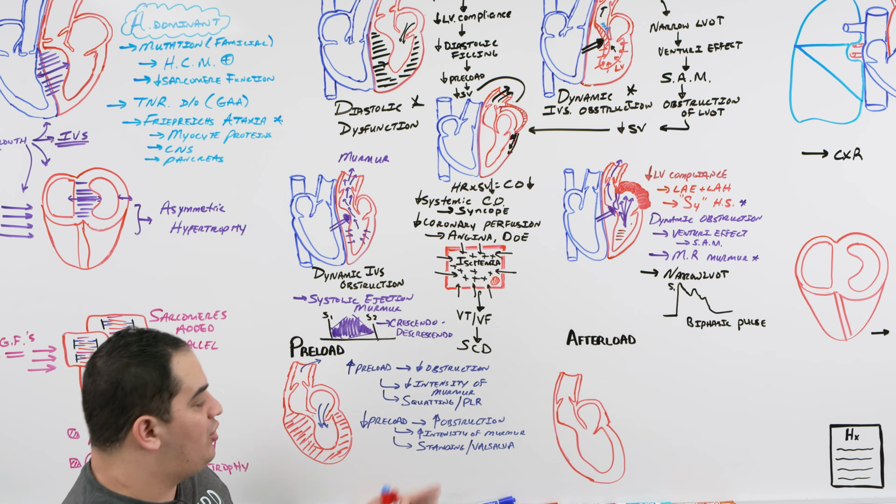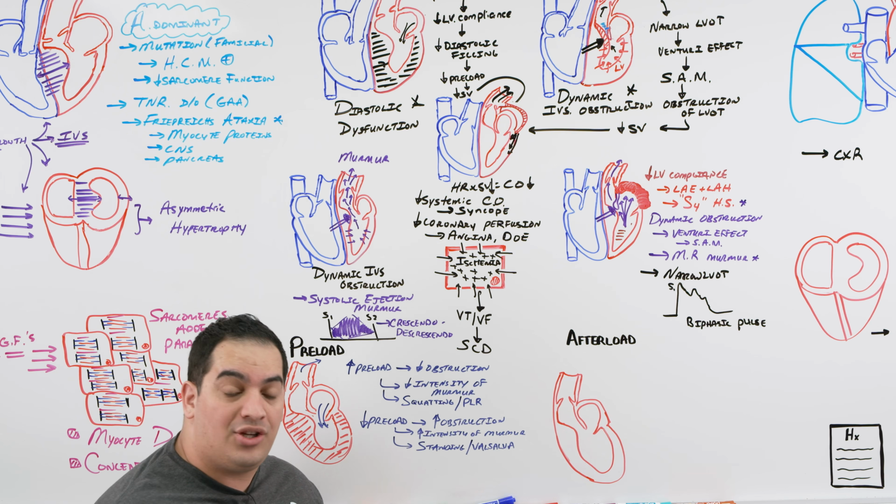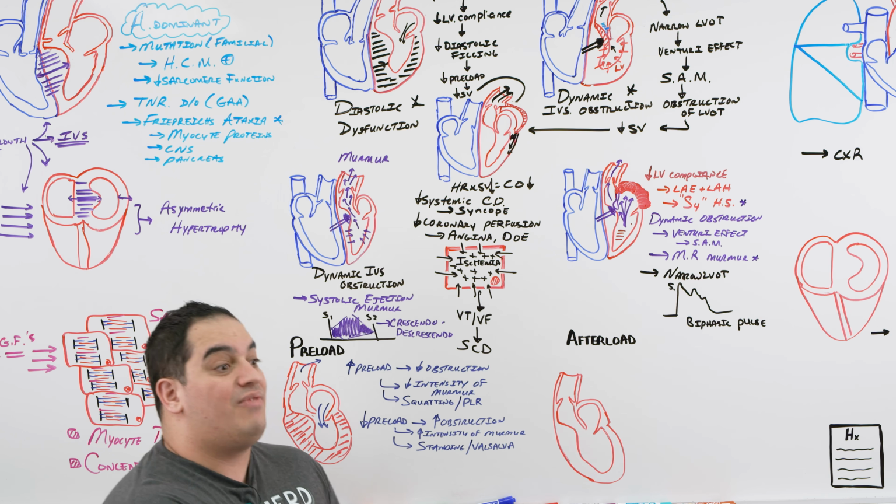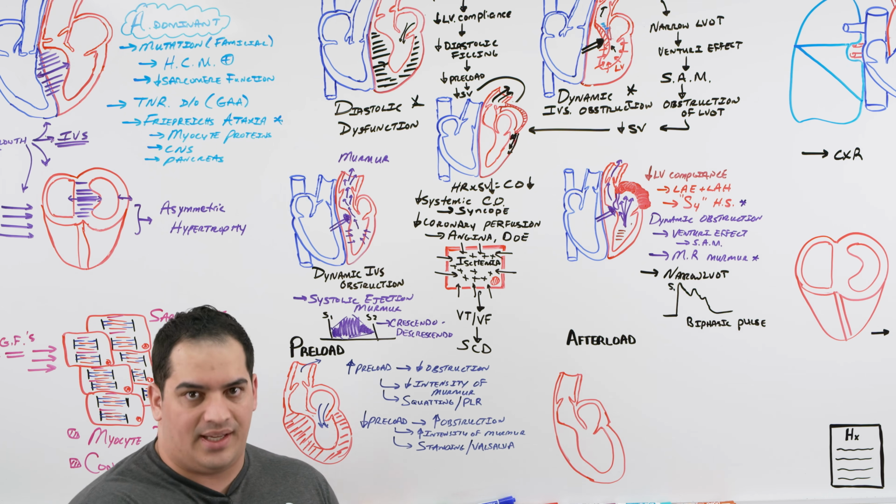And so that could potentially increase the intensity of the murmur. So if you had a patient, you had them standing, they have HCM, it would increase the intensity. And if you had them Valsalva or bear down, it would increase the intensity of their murmur.